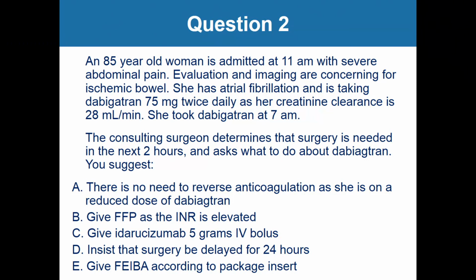You suggest A, there is no need to reverse anticoagulation as she is on a reduced dose of dabigatran. B, give FFP as the INR is elevated. C, give idarucizumab 5 grams IV bolus. D, insist that surgery be delayed for 24 hours. Or E, give FEIBA according to the package insert.